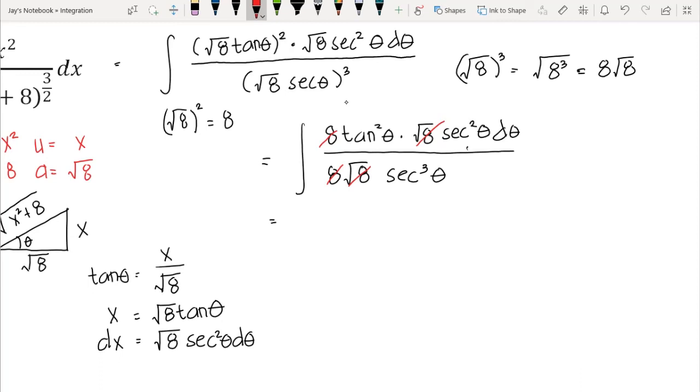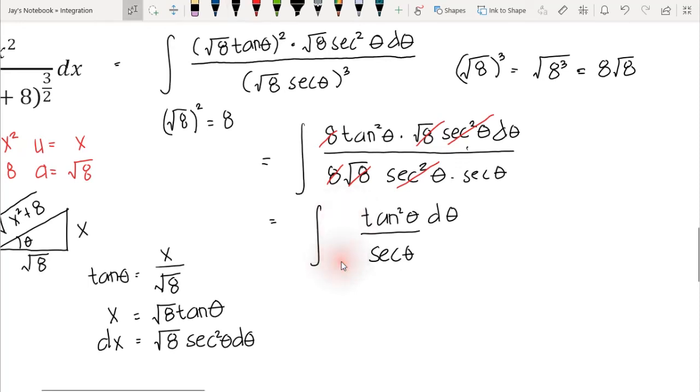Since we have this secant cube theta here, it can be broken down into two, in which you could say that it is secant squared theta times secant theta, correct? So we can cancel out secant squared theta, and the remaining integration form is tangent squared theta d theta over, in the denominator, only secant theta. Now how are we going to integrate this one?